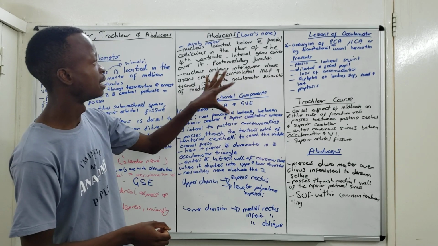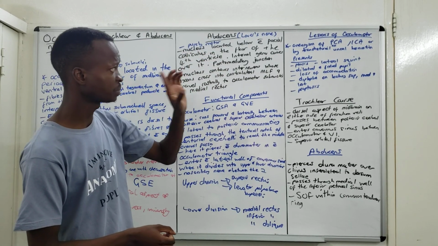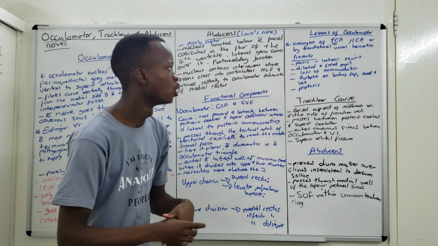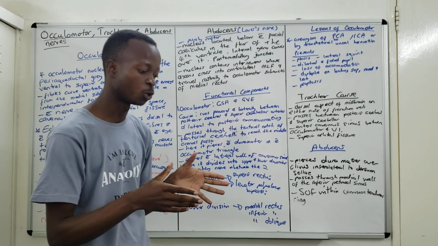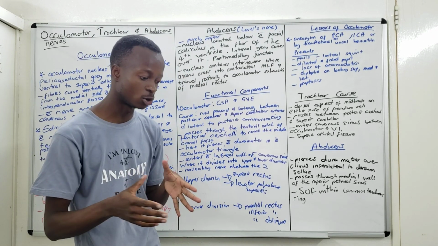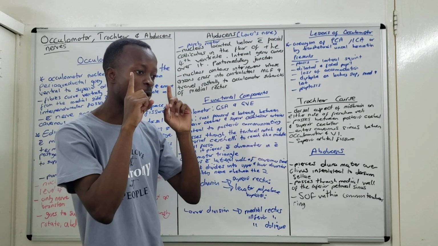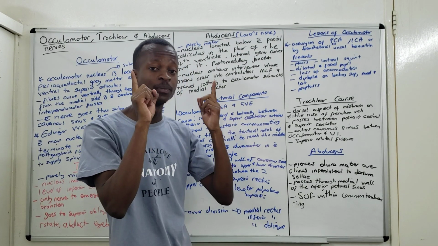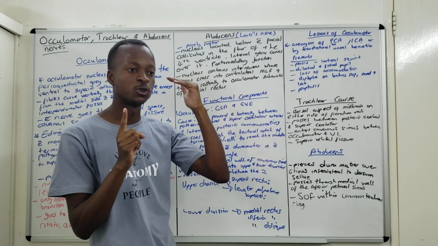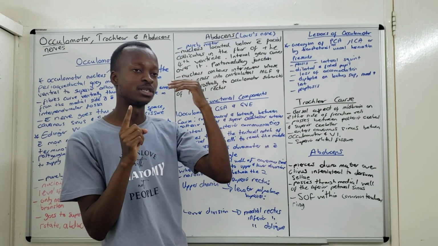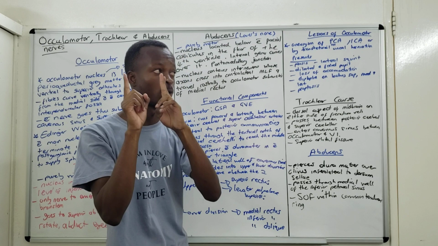Then the nucleus of the abducens contains interneurons whose axons cross into the contralateral medial longitudinal fasciculus, for the reason that when you're moving one lateral rectus to go laterally, the lateral rectus of the opposite side should be inhibited, at the same time stimulating the medial rectus to follow.